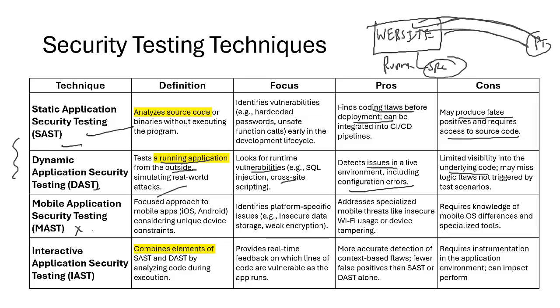Dedicated testing of a mobile application is called mobile application security testing. It's up to you how you want to test. If you test against the running application, then it's DAST. If you're reading the source code, that is called SAST.